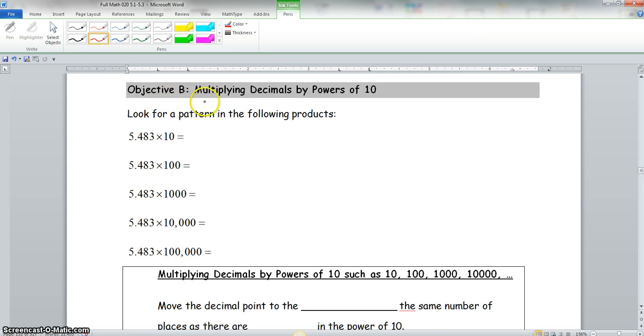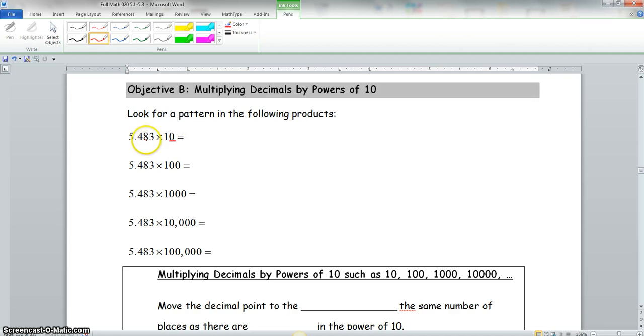Now we come to objective B, multiplying decimals by powers of 10. Look for a pattern in the following products. When we say powers of 10, we're talking about 10, 100, 1,000, 10,000, and so on, not 10, 20, 30, 40, 50. Whenever you multiply a decimal by powers of 10, look at how many zeros you have in that power of 10.